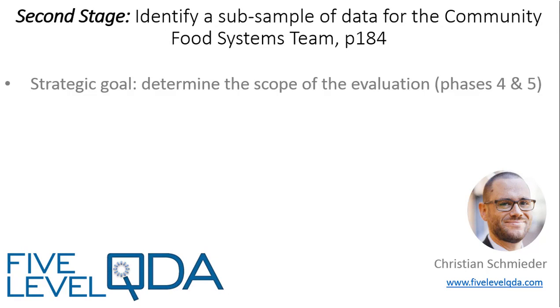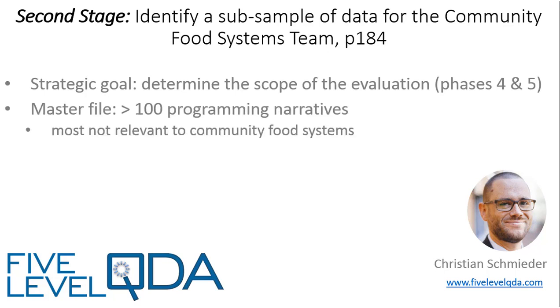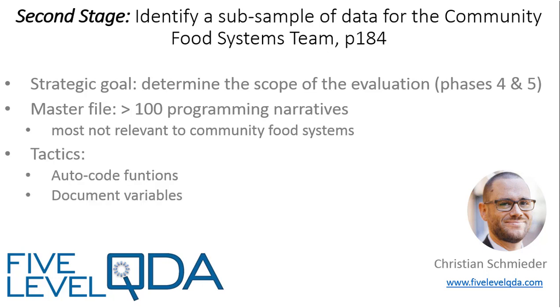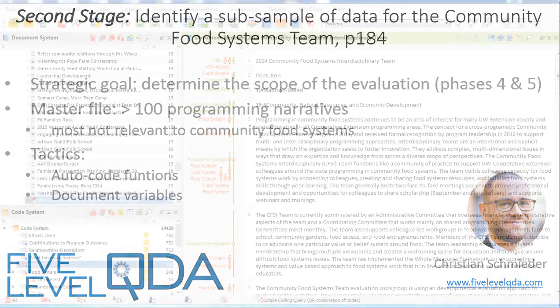The strategic goal of phase 4 and 5 was to determine the scope of our evaluation. The master file contains over 1,000 programming narratives, and most of them do not have to do with community food systems. So we needed to hone in on the data that was relevant for the project. We used a variety of tactics to get there that included the use of autocode functions and document variables.